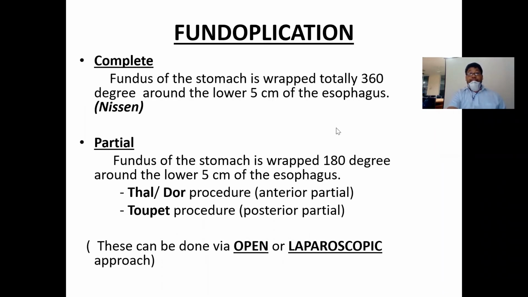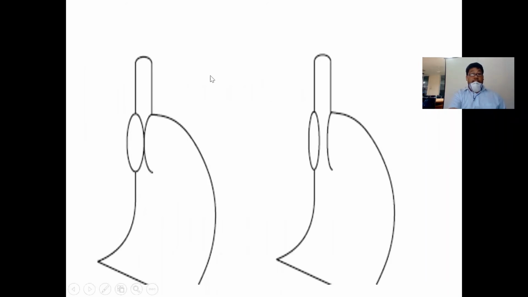This is the diagram showing the fundoplication. This is the complete fundoplication. Here we can see complete wrap of the fundus around the lower end of the esophagus. But here, on the other hand, we have the partial wrap posteriorly, which can be seen in this picture.